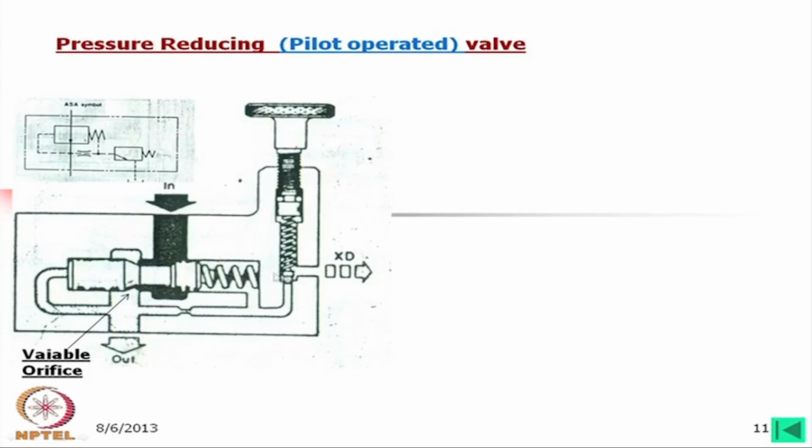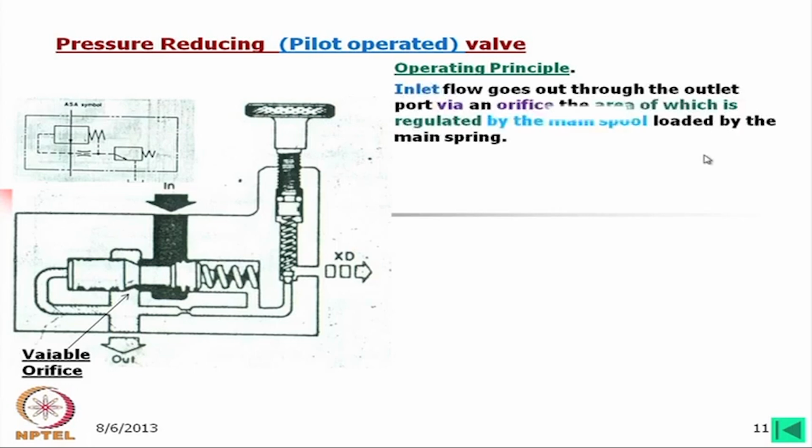In our laboratory we have this type of valve, and when the experiment will be there or some other time I can show you. Now, the operating principle which I have already described, but quickly we will go through this. Inlet flow goes out through the outlet port via an orifice, the area of which is regulated by the main spool loaded by the main spring.